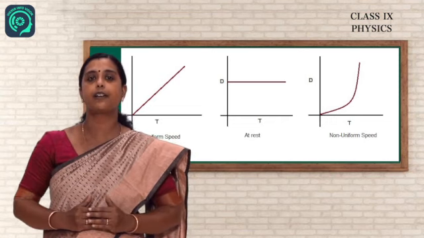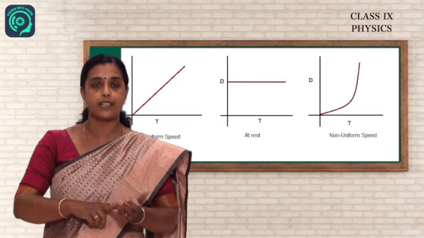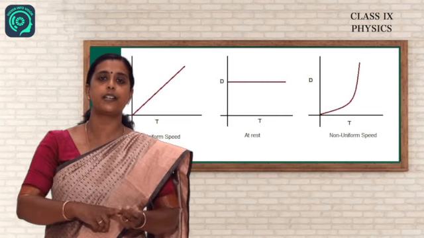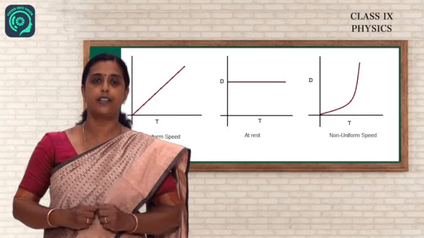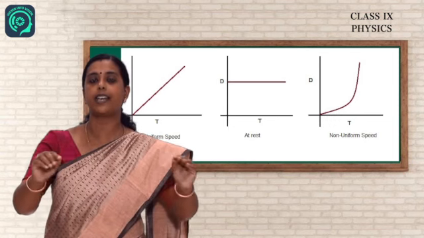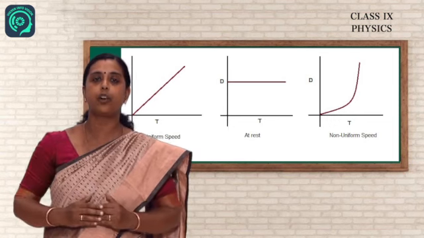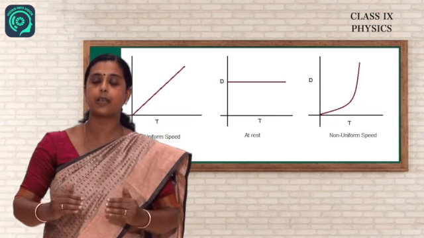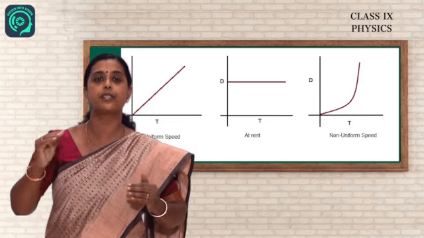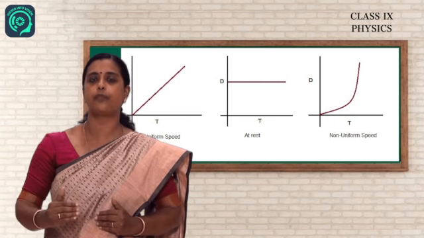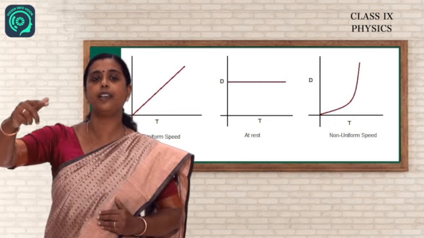The distance time graph can be plotted for object at rest, object moving in a uniform motion and object in a non-uniform motion. The distance time graph will be a straight line parallel to the time axis if the object is at rest, and the distance time graph will be a straight line if it is uniform motion. If it is non-uniform motion, the distance time graph will be a curve.